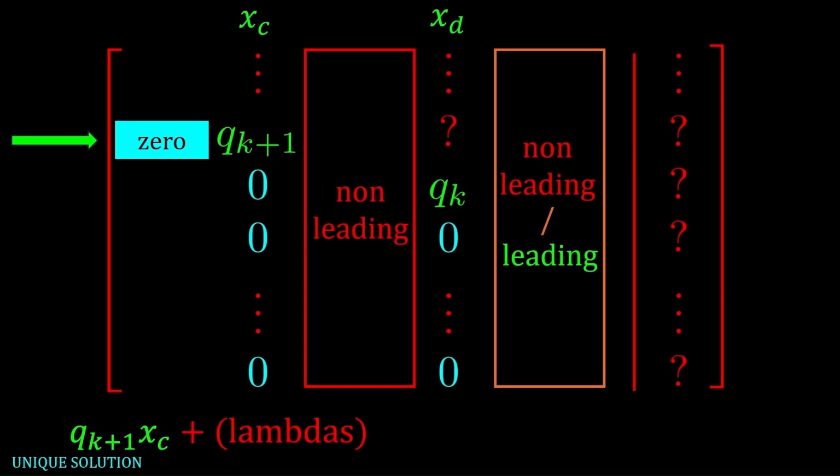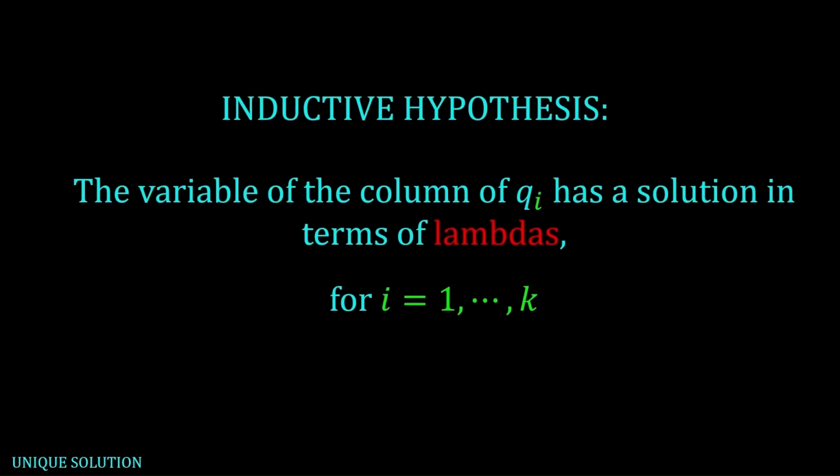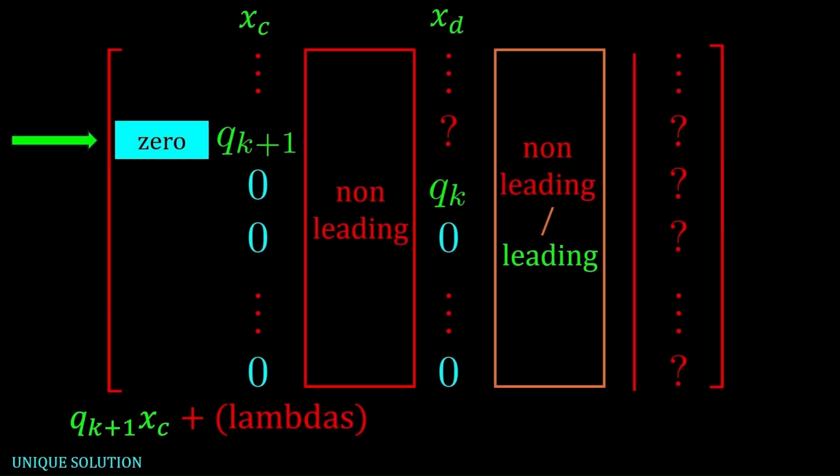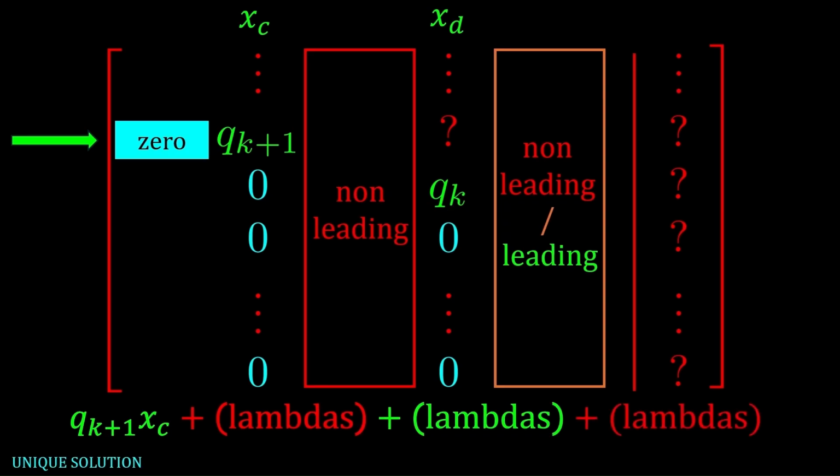And now how about for the rest? Well, we could look at the inductive hypothesis. The variable of the column of Qi has a solution in terms of lambdas. And this is for all i up to k. So going back, these non-leading and leading columns to the right of Qk, well, the leading ones will be Qk minus 1, Qk minus 2, all the way up to Q1. And that fits our inductive hypothesis. So those variables, those leading ones, have a solution in terms of lambdas by our hypothesis. And obviously the non-leading ones, well, they're just going to give stuff in terms of lambdas anyway.